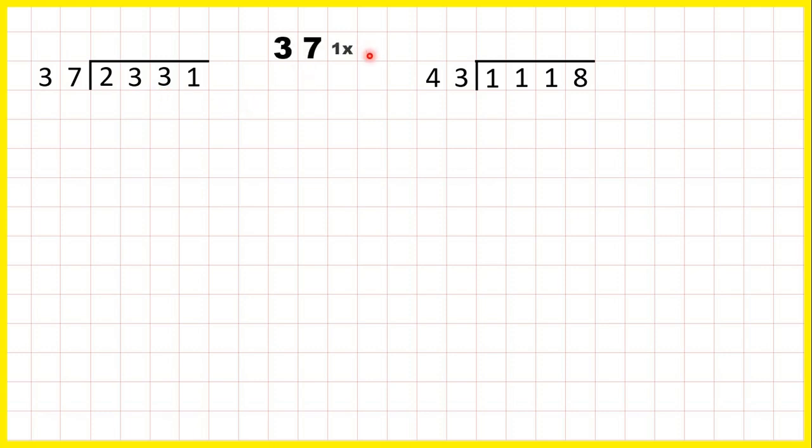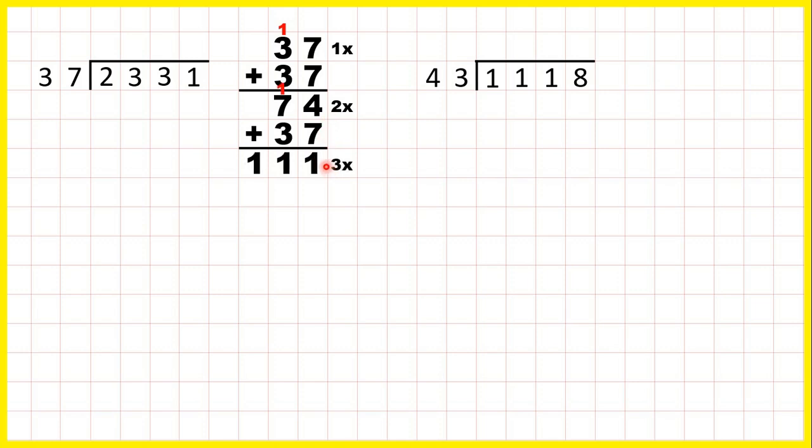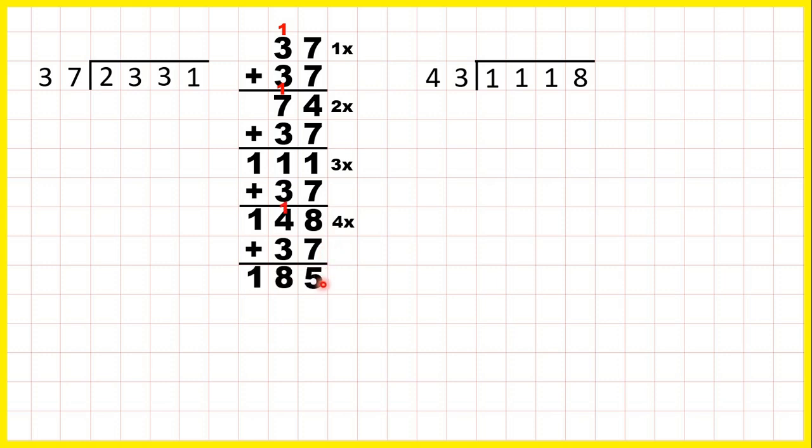So 37 is 1 times 37. If we add another 37, we get 74 for 2 times. Add another 37, we get 111 for 3 times. Another 37 gives us 148 for 4 times. Another 37 gives us 185 for 5 times. And we can be confident that we haven't made any mistakes, because remember, 5 times always ends in a 5 or 0, and that's what we have with 185.